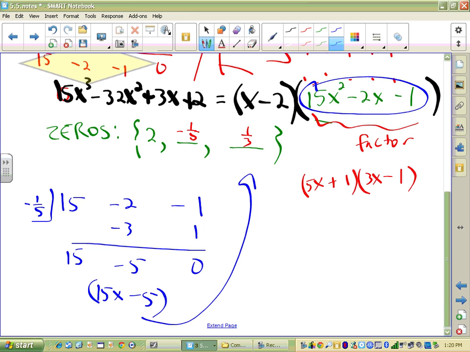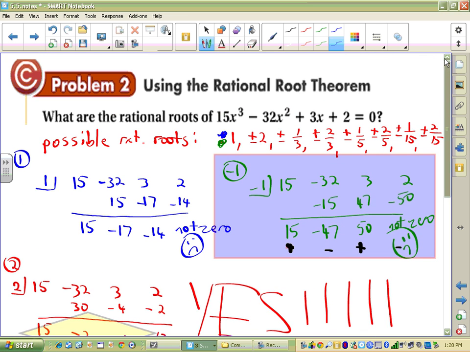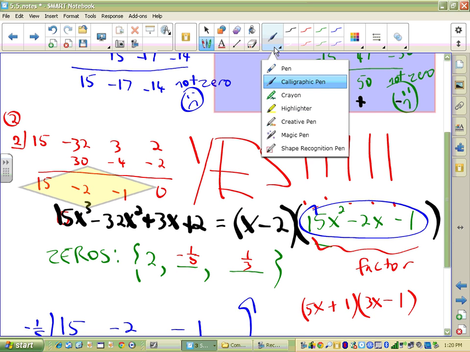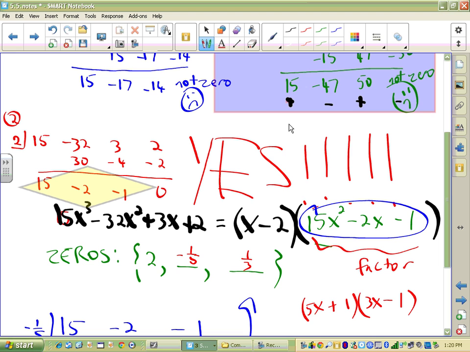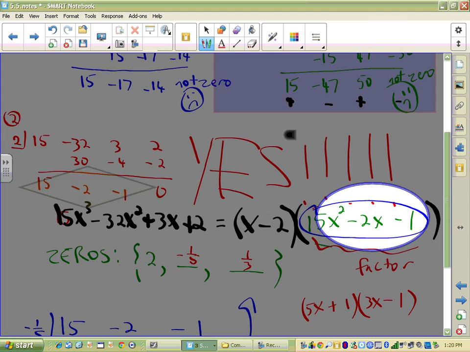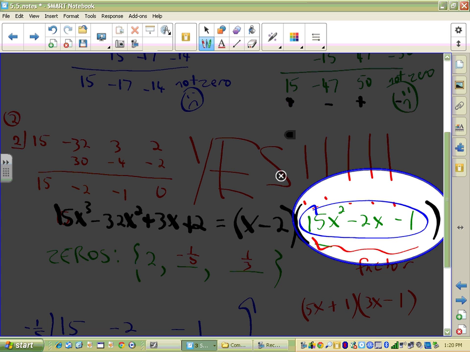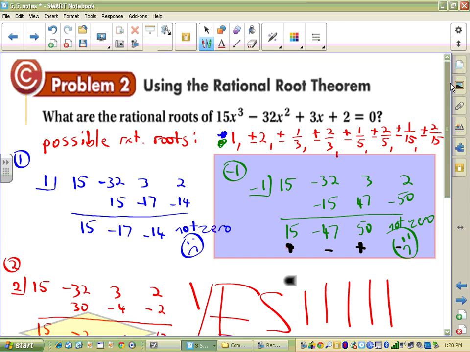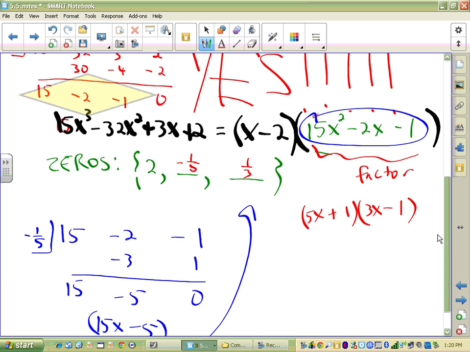The point is, we started with a cubic. Once you get it down to a quadratic, I do expect you to be able to factor quadratics if they factor. And in this case, this quadratic right here did factor. So that particular problem asked us for the rational roots of that, and we found them. Okay? 2, -1/5, and +1/3.